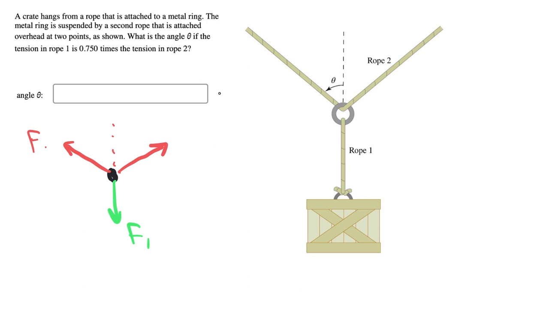I'm going to call the tension in it F2, as they called it rope 2. Also, a rope has one tension throughout its length. So these have to be the same, and we're looking for that angle. So that's our free body diagram.